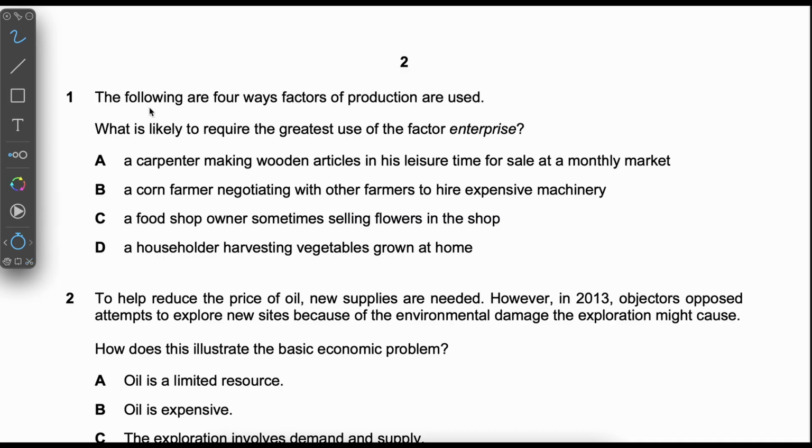Okay, question number 1. The following are 4 ways factors of production are used. What is likely to require the greatest use of the factor enterprise? Okay, remember enterprise is bringing all of the factors of production together. That is enterprise, taking a risk to start some sort of business that brings land, labor, and capital together.